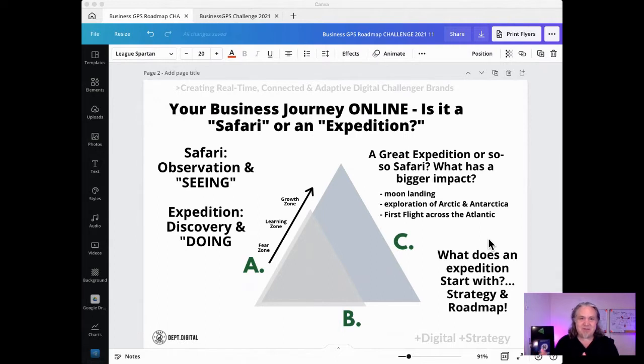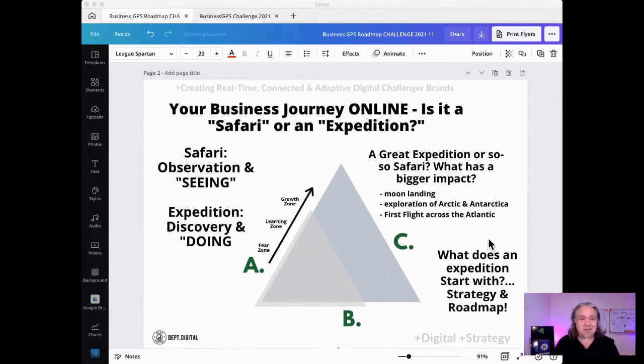But fundamentally, we need to ask ourselves, are we on a safari or an expedition? To me, a safari is just observation and seeing that sort of thing. It can be fun, it can be interesting. But is it really going to impact the business? Is it really going to take the business forward? And how is it actually going to do that? That's why I liken it to an expedition, and this is the digital expedition that we're going on.